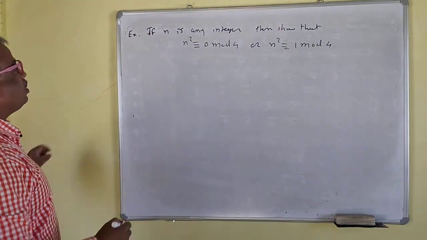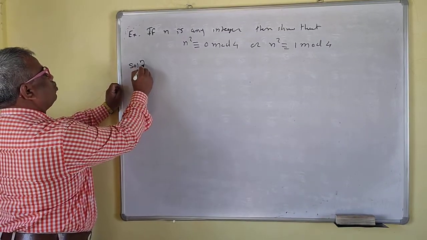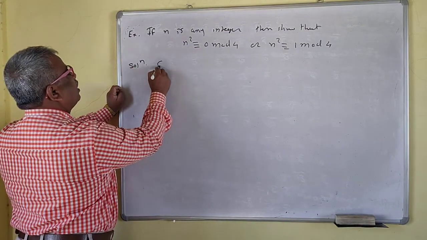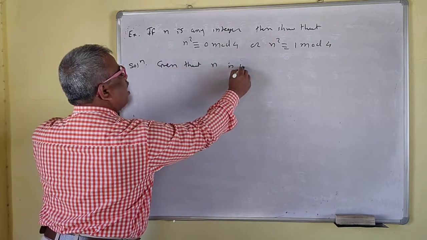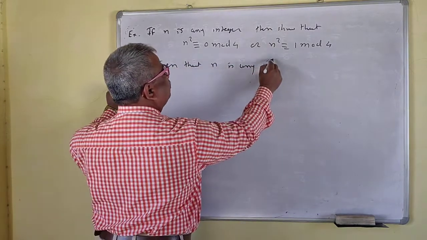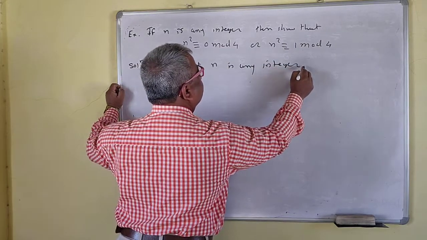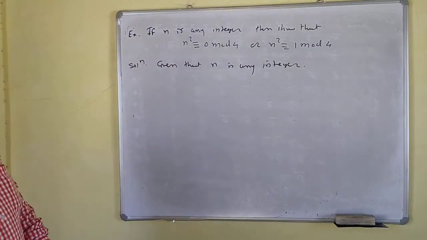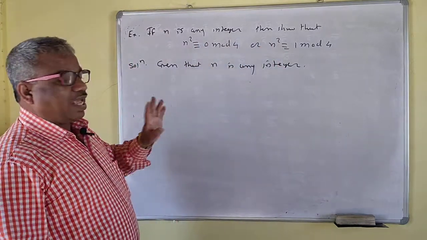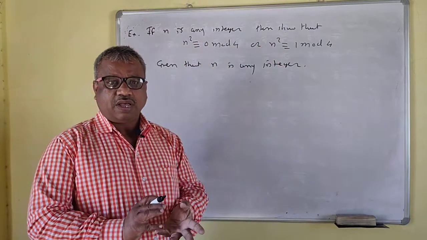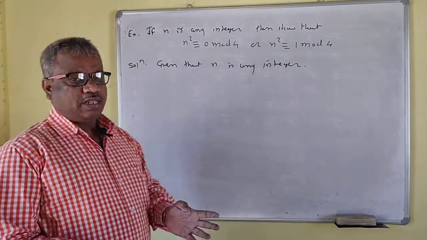Okay, so now this is a very simple solution. Given that n is any integer. What we have to prove? Either this holds or this holds. That we have to prove. So n is any integer, that means n is an even integer or n is an odd integer.